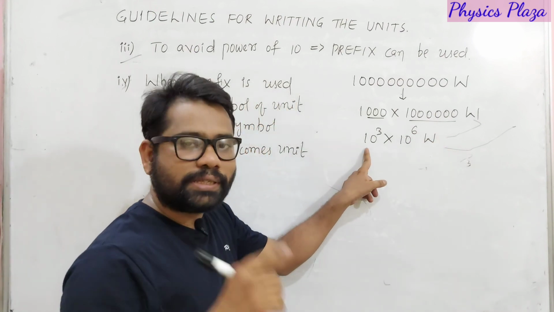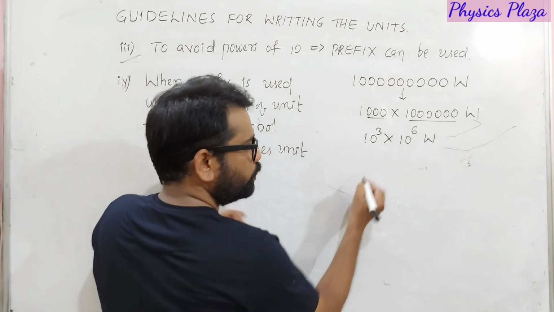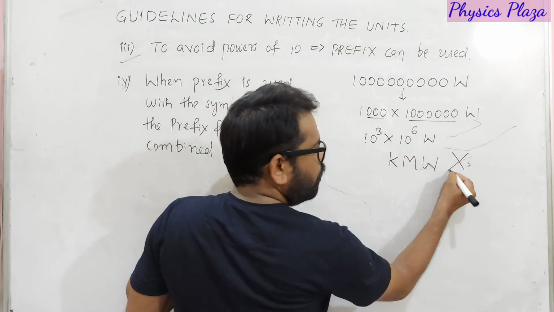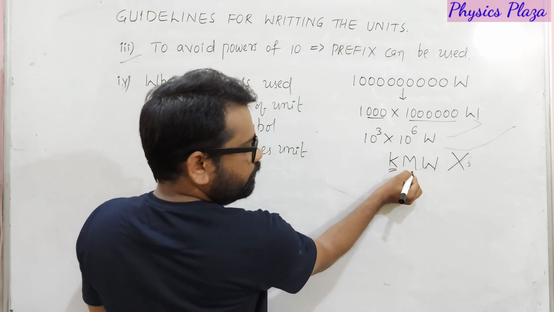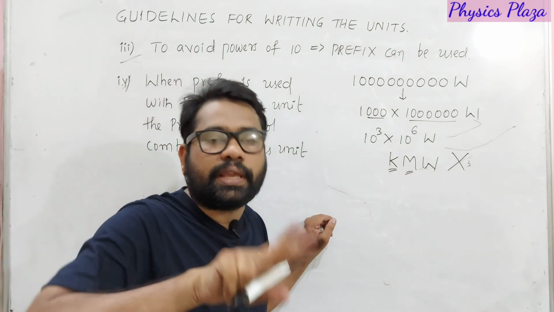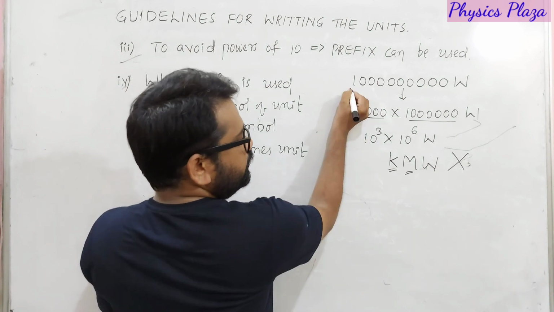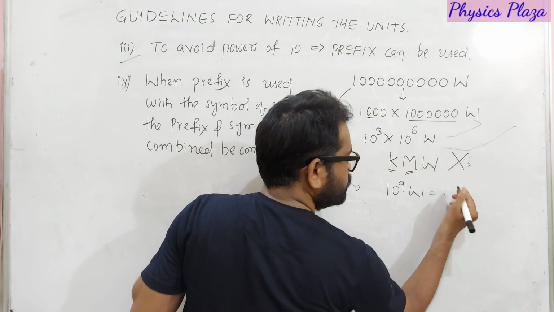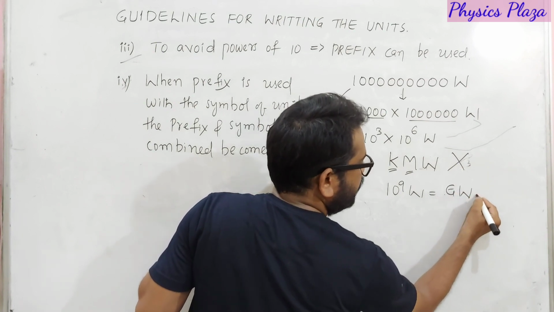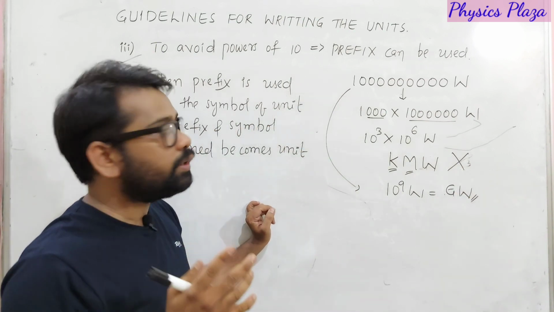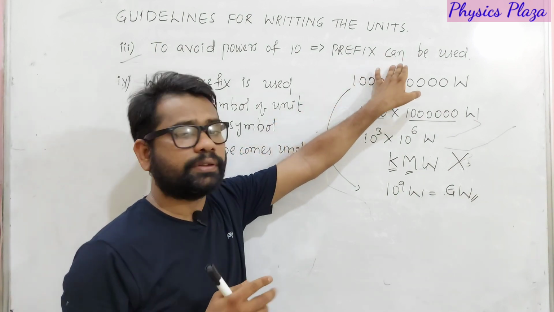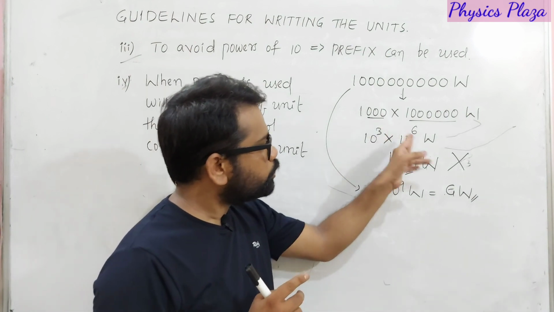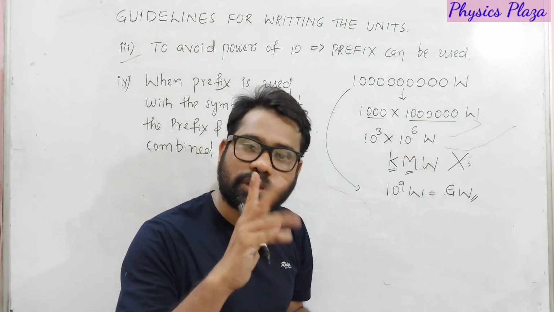But we know that 10 power 3 is kilo and 10 power 6 is mega, so you cannot write kilo mega watt. It is wrong because it uses more than one prefix. So two prefixes cannot be used. Directly this can be written as 10 power 9 watt, and 10 power 9 is giga, so you can write gigawatt. So whenever we use prefixes in place of powers of 10, you must be very careful. You should use only one prefix.